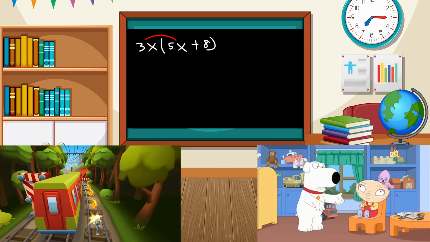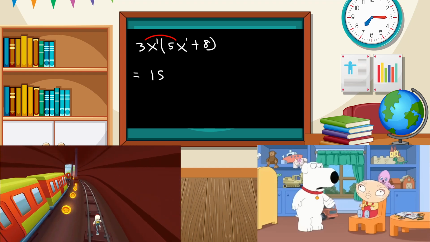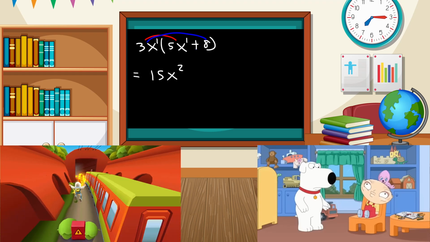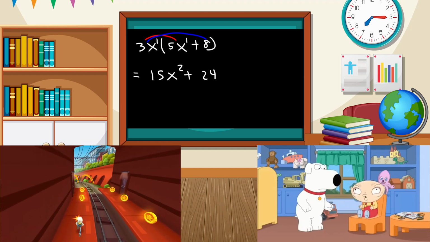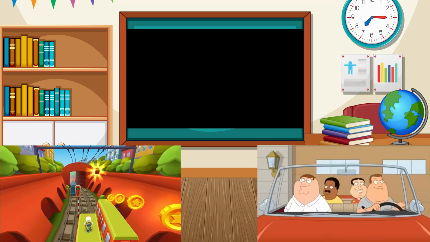What is 3x times 5x? Well, we know that 3 times 5 is 15. And x times x, this is x to the first power times another x to the first power. So 1 plus 1 is 2, so you get x squared. Next, we have 3x times 8, which is 24, with an x attached to it. So this is the answer for this example. It's 15x squared plus 24x.